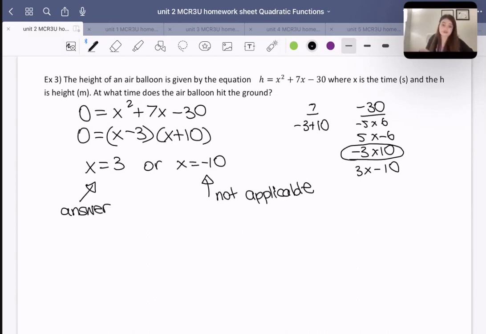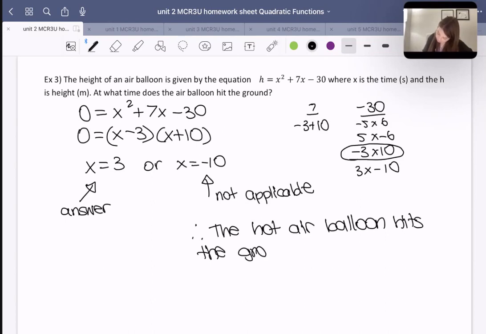So then I'm just going to write a quick conclusion statement saying this, that the hot air balloon hits the ground after 3 seconds. Very good. All right, and let's move on to the next one.